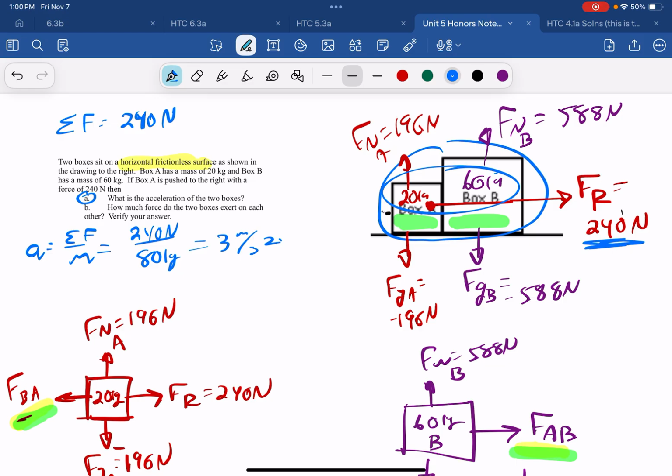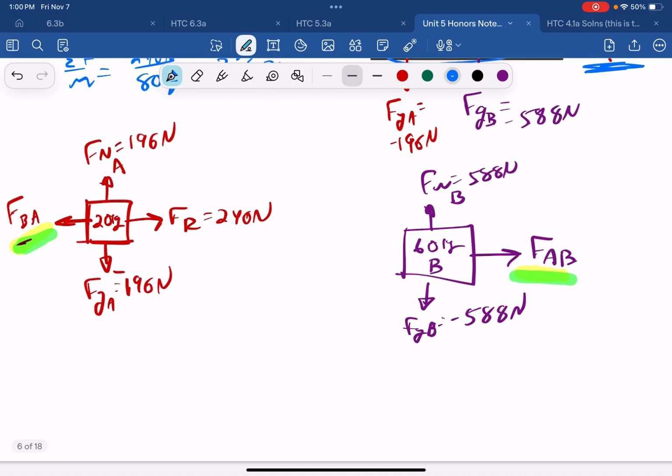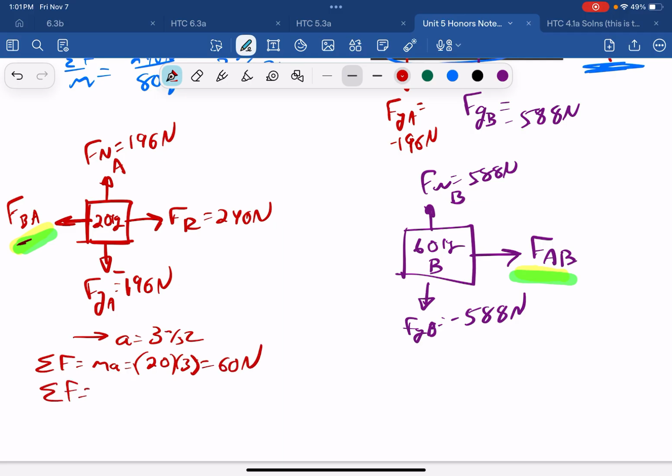And now that I know that, I can come down here and find the missing forces, because now I know that object A is accelerating at 3 meters per second squared. So I know the net force is mass times acceleration. 20 times 3 gets me 60 newtons. And now I know my net force is the force of Roy plus the force of B pushing A. 60 equals 240 plus something. Oh, that something has to be negative 180 newtons.